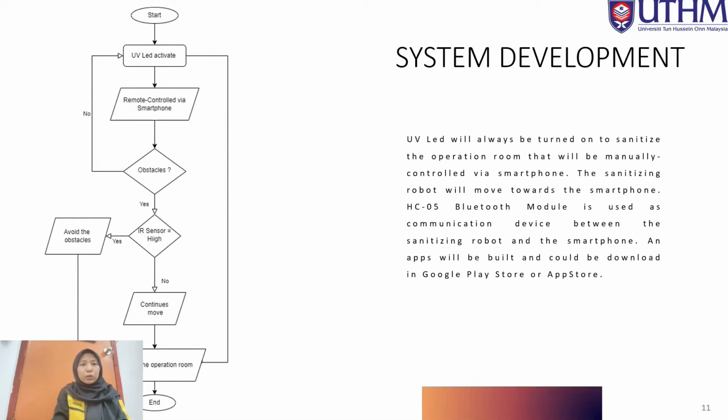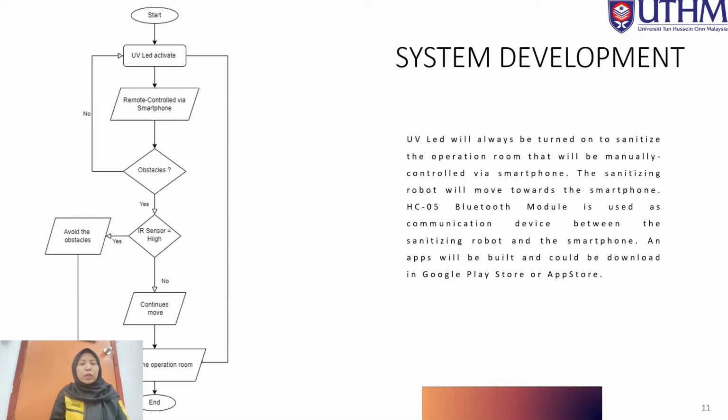We go to the remote control via smartphone, and when we control it via smartphone, the mobile robot will detect whether there is an obstacle or not. If there is an obstacle, the IR sensor will be high, and then the robot will avoid the obstacle. If not, the robot will continue to move and sanitize the room.